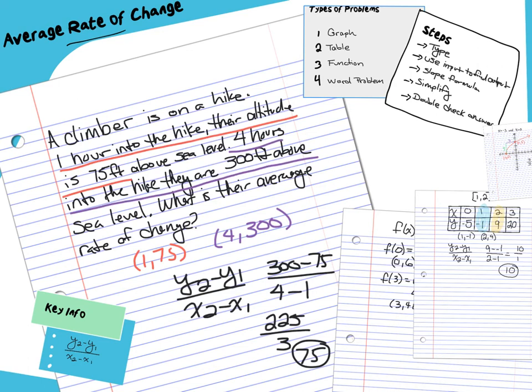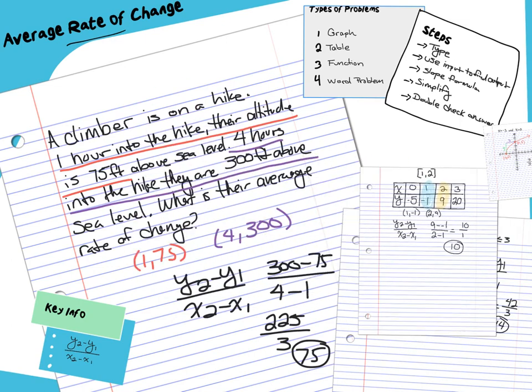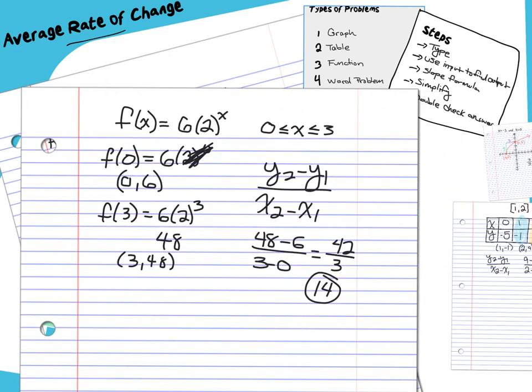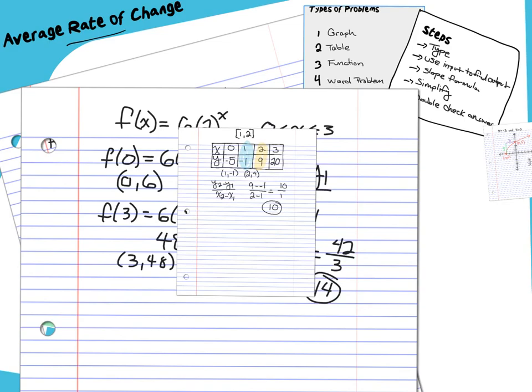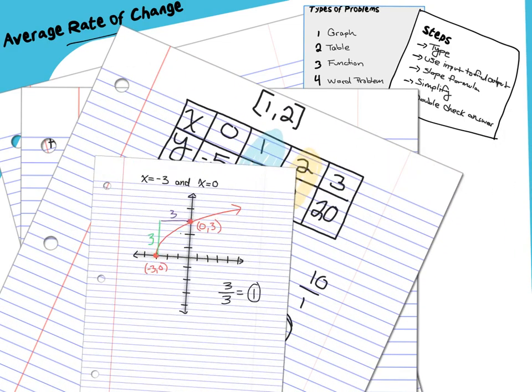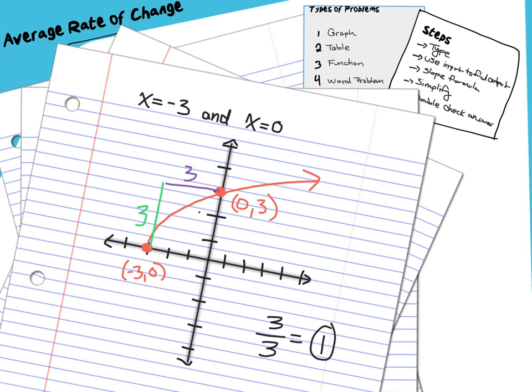So just to recap, this is an example of a word problem. This was an example of doing the problem with a function rule. This was an example of doing a problem with a table. And this was an example of doing a problem graphically.